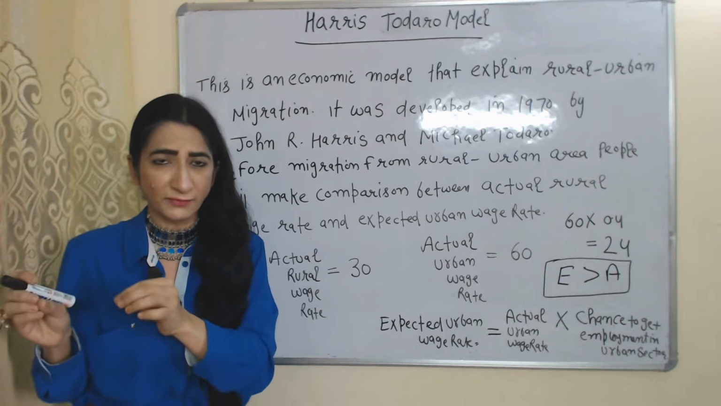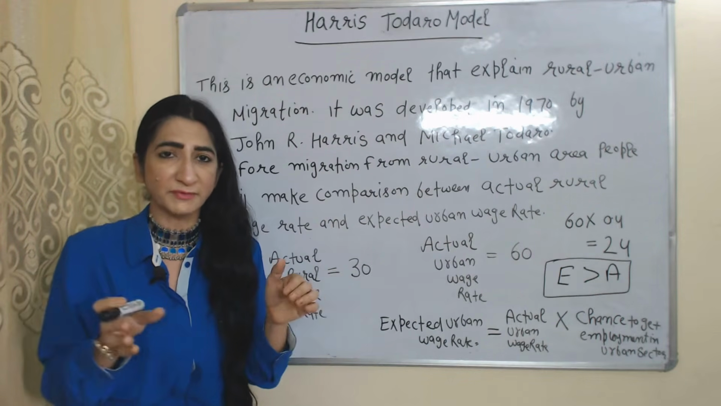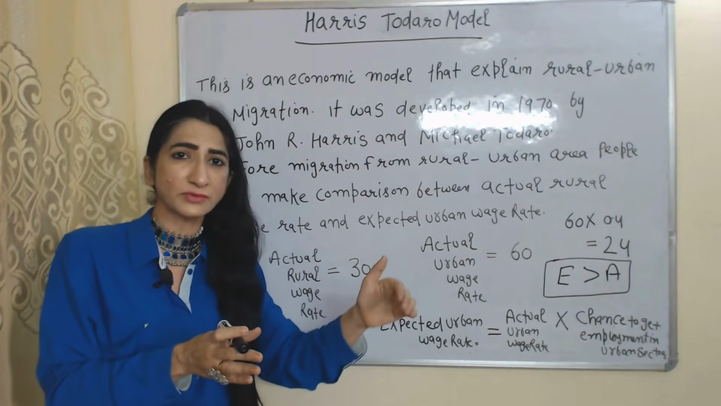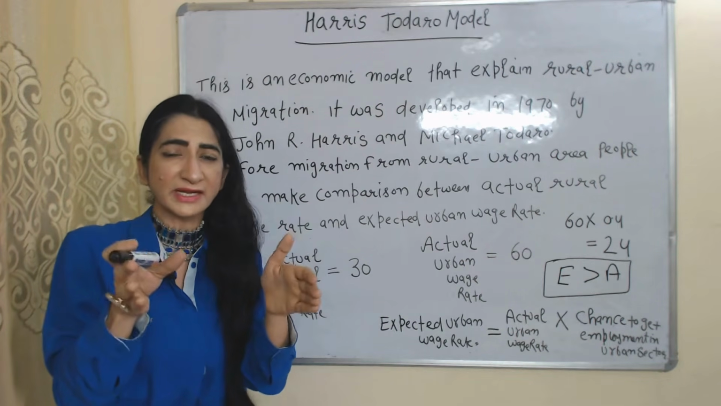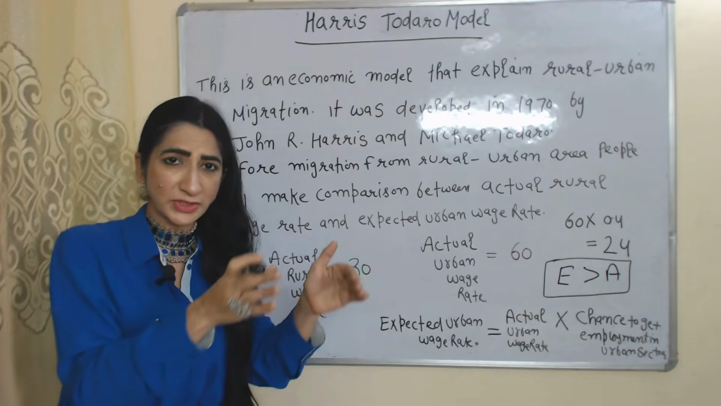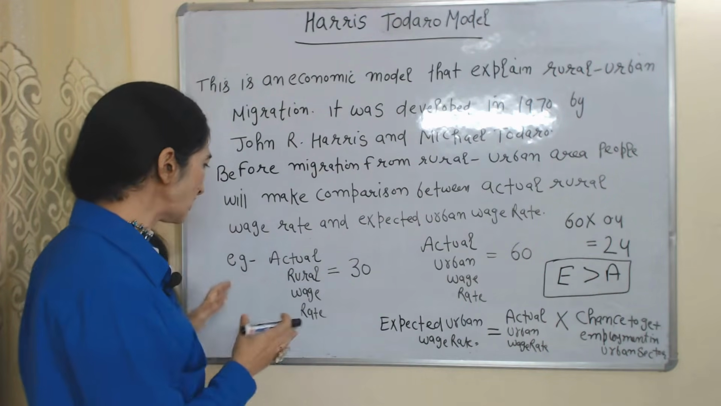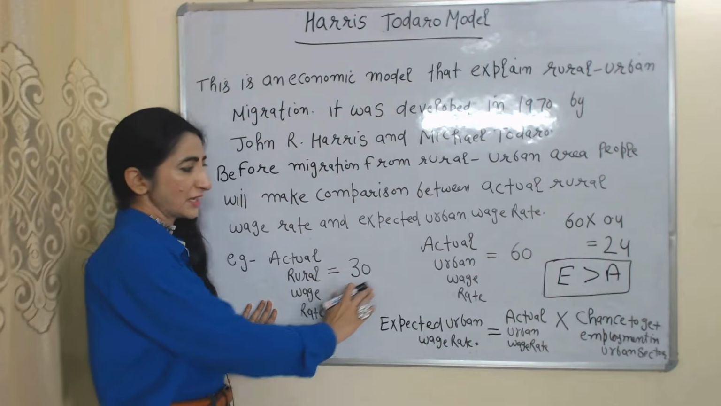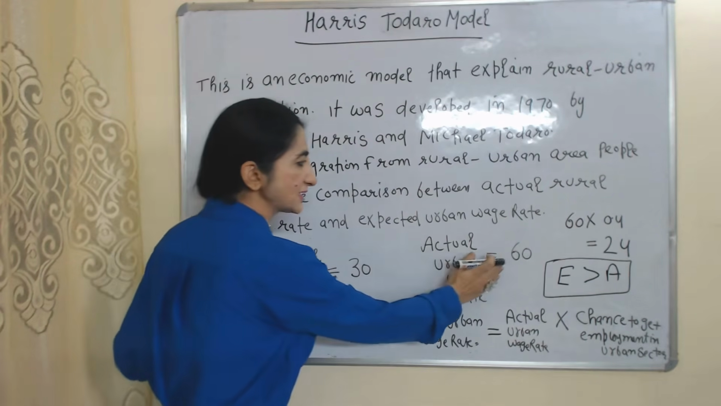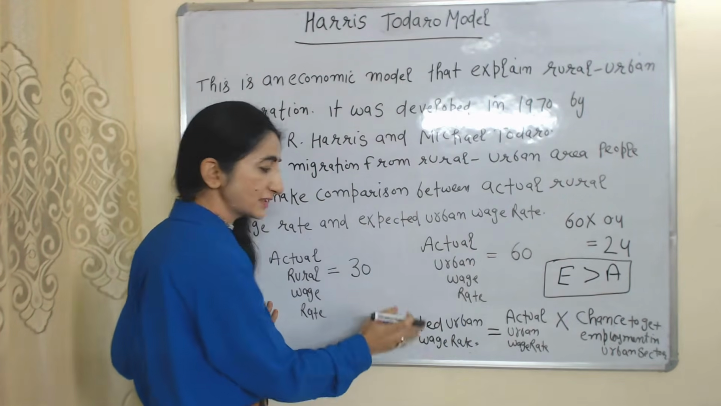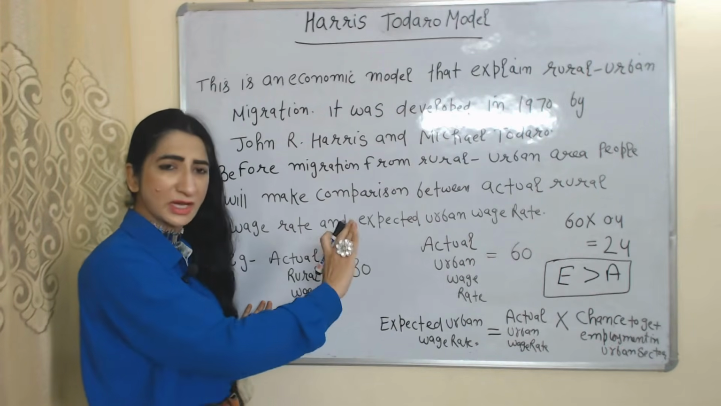Please listen carefully. The main assumption of this model is that before migrating from rural to urban area, people make comparison between actual rural wage rate and expected urban wage rate. For example, actual rural wage rate is 30 and actual urban wage rate is 60, but we need expected urban wage rate, not actual urban wage rate.